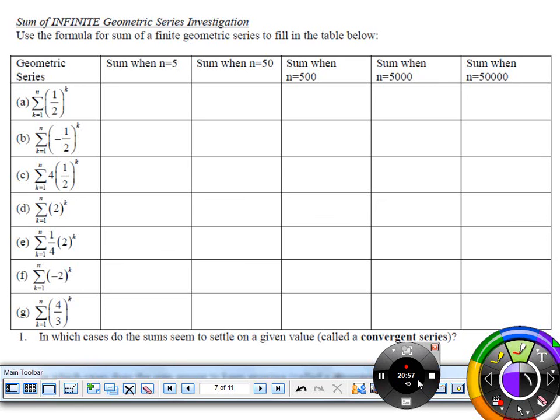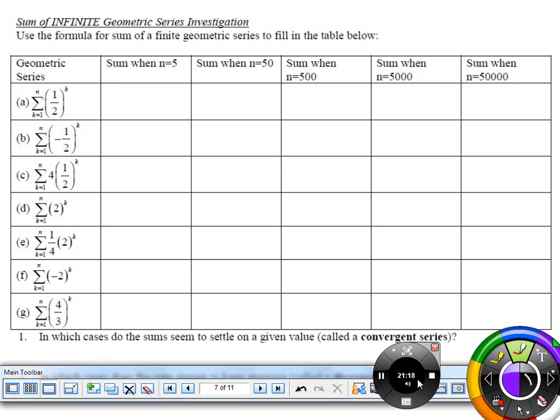Why wouldn't a1 be 1 and 1/2? Because in this problem, if you wrote out a couple terms of the sequence, if you plug in 1 for k, you get 1/2. If you plug in 2 for k, you get 1/4. If you plug in 3 for k, you get 1/8. So notice they're just being multiplied by 1/2 every time. Okay?